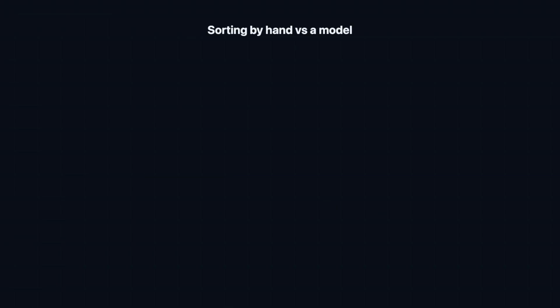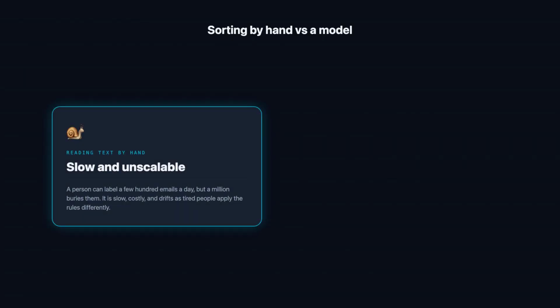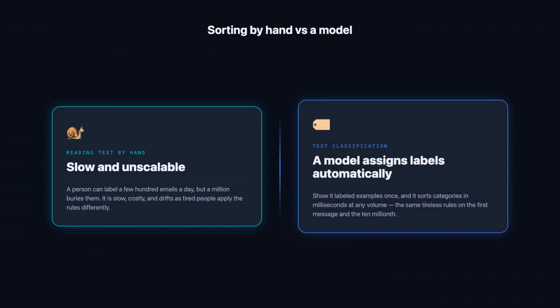So what does a classifier really replace? Let's set the old way against the new. Reading and sorting text by hand does not scale. A human can label a few hundred emails or tickets a day carefully and accurately, but bury them under a million and the whole approach collapses. It is slow, it is expensive, and it quietly drifts as tired people start applying the rules a little differently by the afternoon. Text classification hands that judgment to a model.